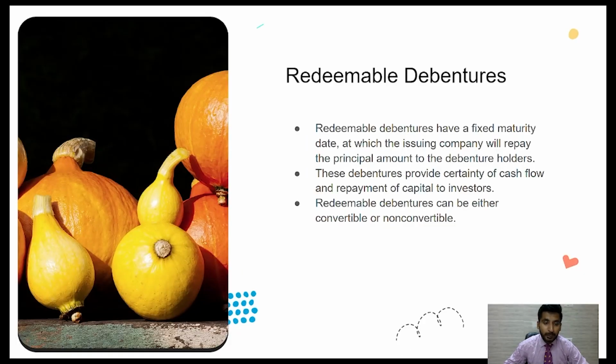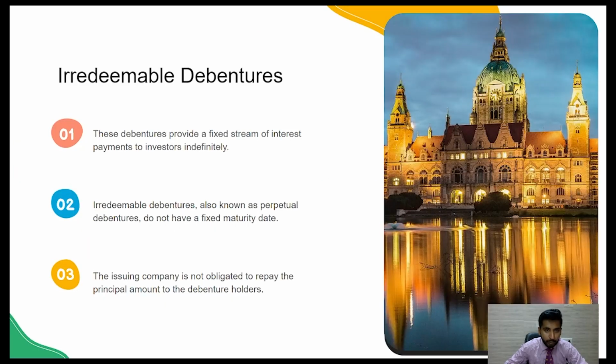Next up are the redeemable debentures. Redeemable debentures have a fixed maturity date at which the issuing company will repay the principal amount to the debenture holders. These debentures provide certainty of cash flows and repayment of capital to the investors. A redeemable debenture can either be convertible or non-convertible. So redeemable debentures can either be converted into equity shares or cannot be converted into equity shares.